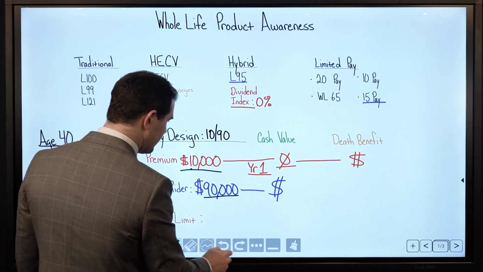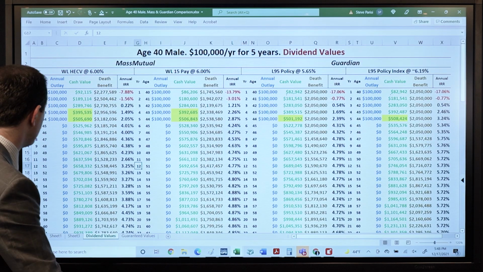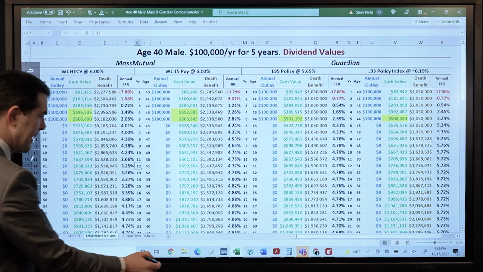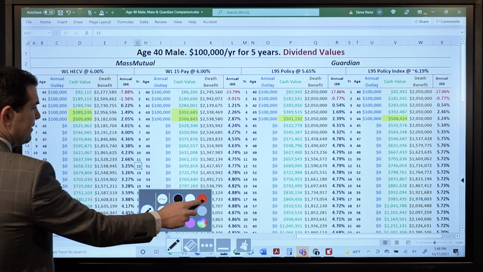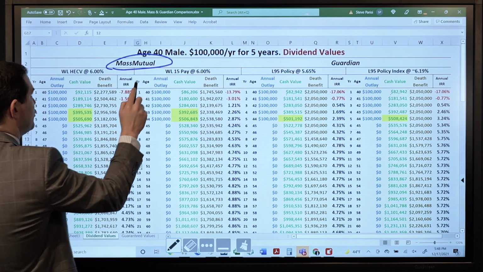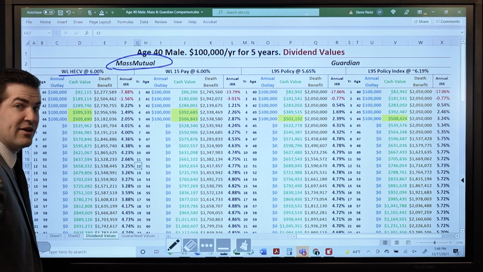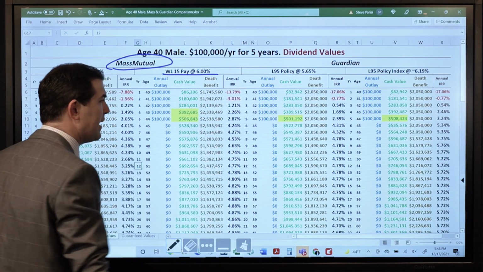We've got this 40-year-old individual. What we're going to look at first is a side-by-side comparison. What we've got here, fun stuff, right? On the left, let's circle this in blue, you've got Mass Mutual. You've got their whole life high early cash value product and then their whole life 15-pay product.